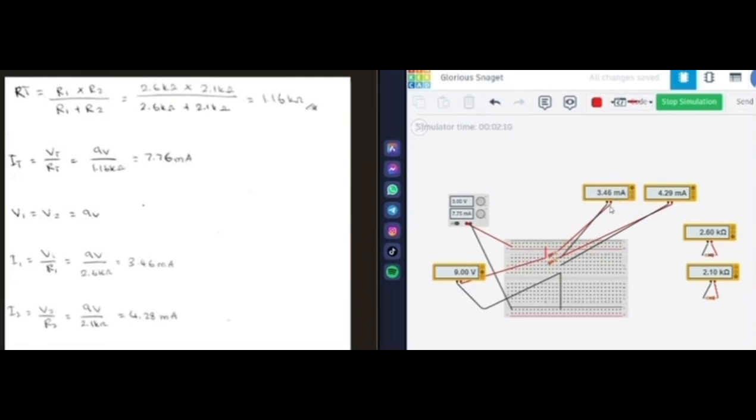For multimeter 1, the positive will attach to terminal 2 of R1, and the negative will attach to the ground. So the value will be 3.6 milliampere. For multimeter 2, the positive will attach to terminal 2 of R2 and the negative will attach to the ground. So the current through R2 is 4.29 milliampere. The total current is 7.6 milliampere, which is the same as the calculations.